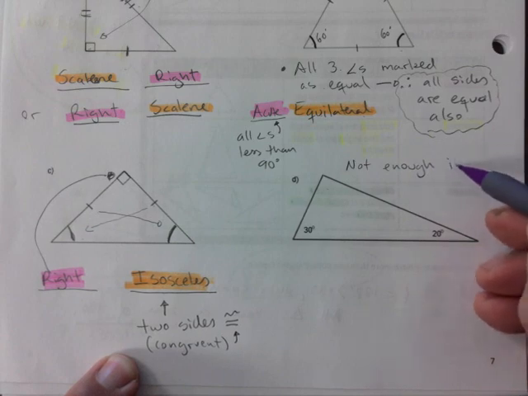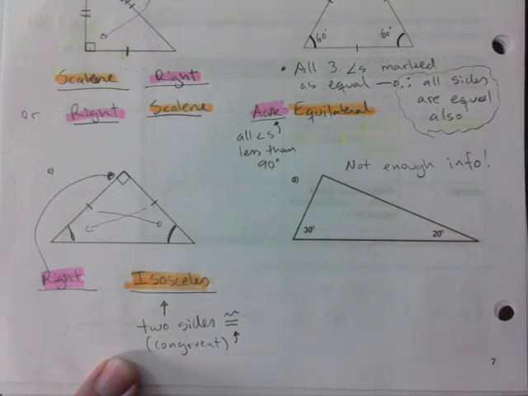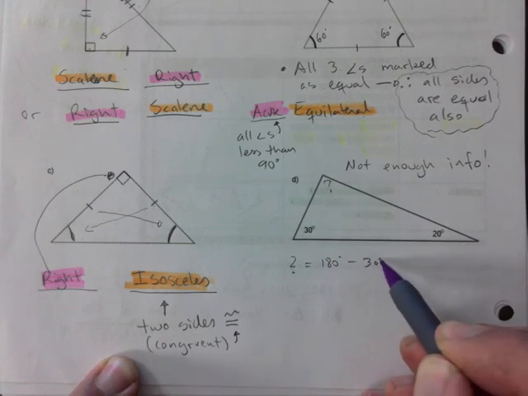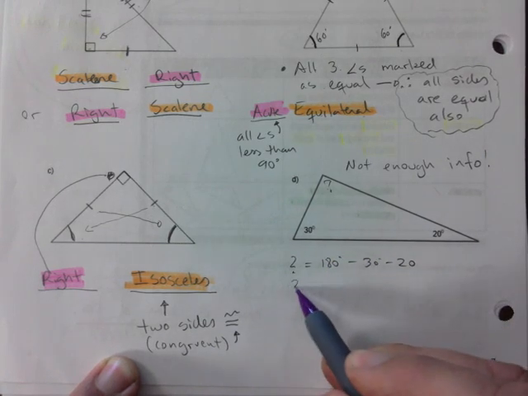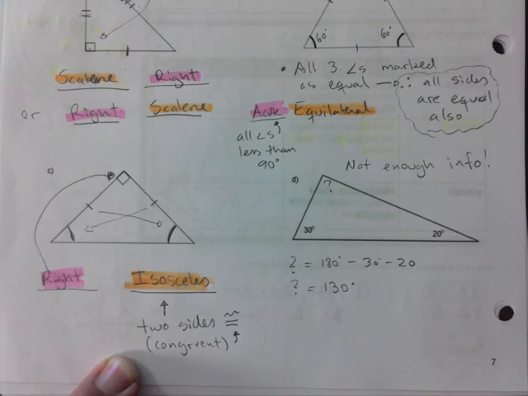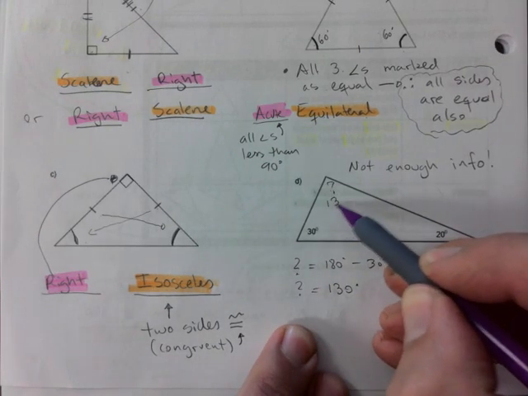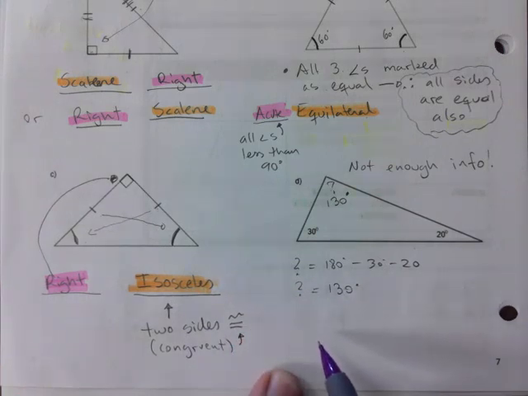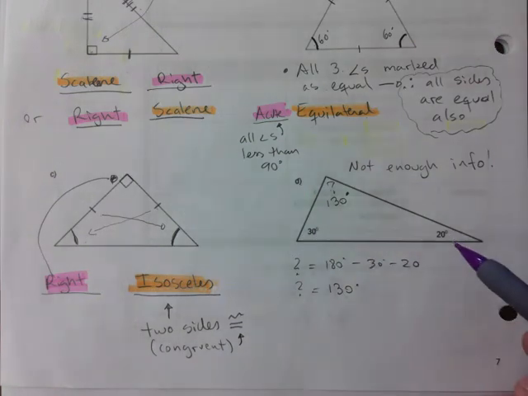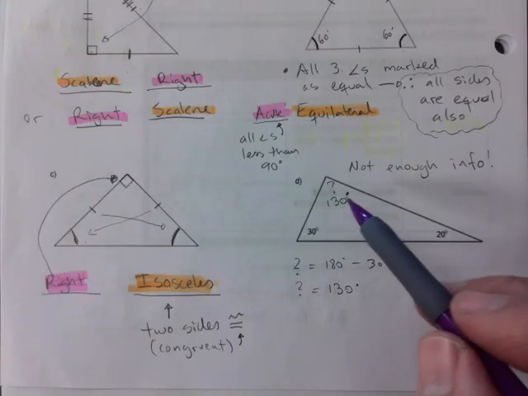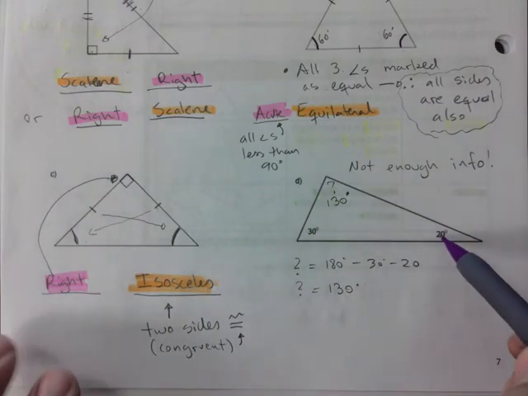So just by observation, there's not enough info. So let's find this one, okay? So the question mark is going to be 180 minus 30 minus 20. Question mark is 130 degrees. So you put that in here, 130 degrees. Are all three angles different? Please follow me on this one. Remember when I said if you have all three angles, you can classify? All three angles are different. So therefore, come with me.